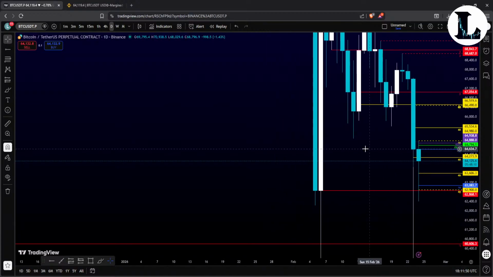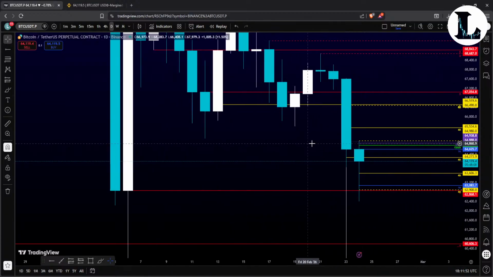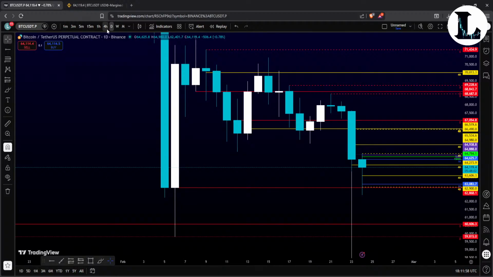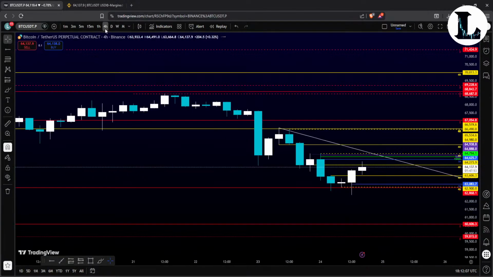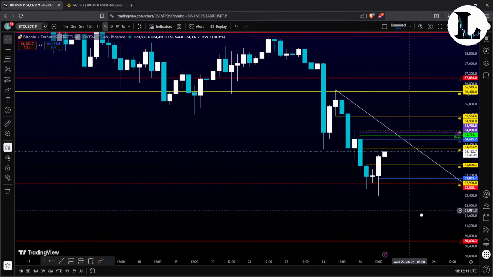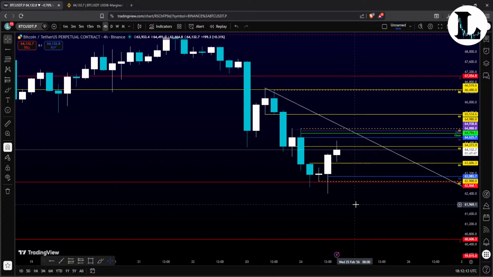And the daily, we are 5 hours away to close the daily. Yeah, this daily, even though it can turn into a support on the lower time frames, especially on this 4 hour and the 1 hour, is looking really bearish. All right, guys, looking really, really bearish here.